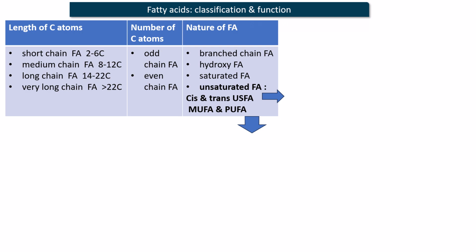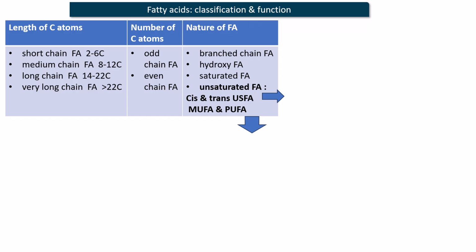Fatty acids classification and function. Fatty acids can be classified in three ways: based on length of the carbon atoms, number of carbon atoms, and nature of fatty acids. Based on length of carbon atoms, fatty acids can be classified as short chain fatty acids with carbon length 2 to 6, mainly found in butter and vinegar.